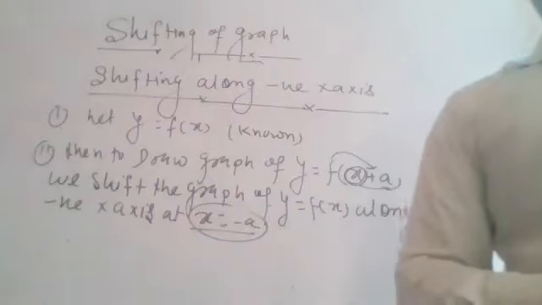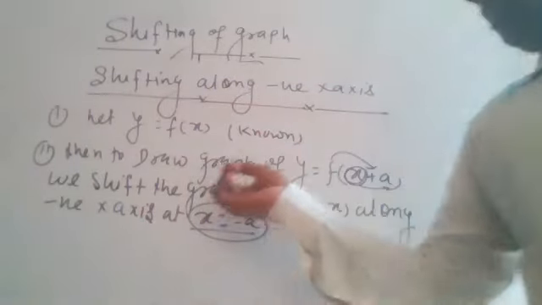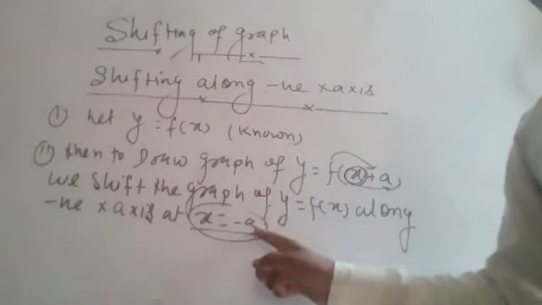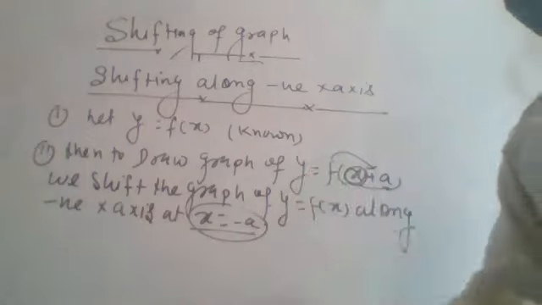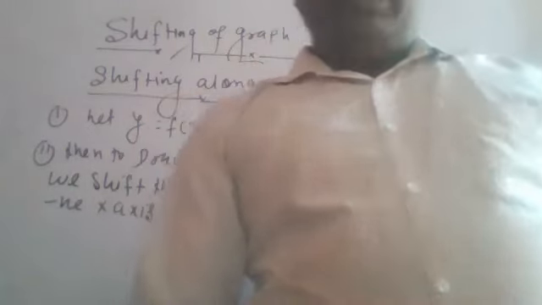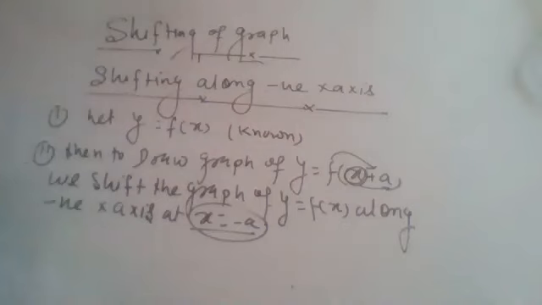So these are the two basic steps to draw the graph of f of x plus a. It means when the constant is added into the variable, then in this condition we have to shift the graph along negative x-axis. Okay, and where? At minus a. Whatever is added here, at its negative we have to shift along the negative x-axis. By this we get the graph of y equals to f of x plus a. Just see an example, it is going to be clearer. Just write down first of all these two steps onto your copy.